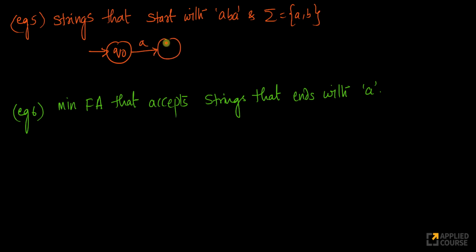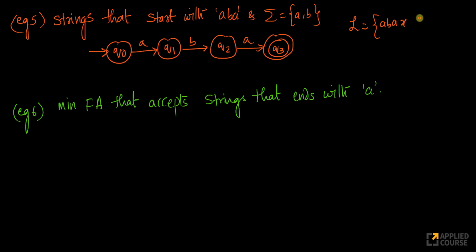So I have A, then I have B, okay, this is Q2, then I have A again. So this has to be a final state, because I want my language to be ABA followed by x such that x belongs to sigma star. This is what I want. Now, as is obvious, I need a dead state, which is Q4.